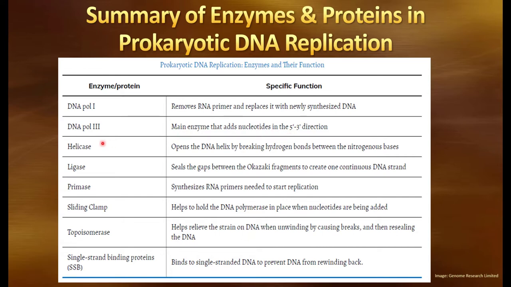Helicase is the enzyme that opens up the DNA, unwinds it. Ligase is the one that comes and seals those Okazaki fragments back together. Primase was the enzyme that inserts the primers. The sliding clamp is proteins that hold that DNA polymerase in place as it moves down the DNA molecule. Topoisomerase was the one that keeps it from tangling. As it's unwinding, it breaks and then reforms it so that it doesn't get all tangled up. And then the single-stranded binding proteins were the ones that kept it so that the DNA helix didn't reform. Keeps those two strands single.